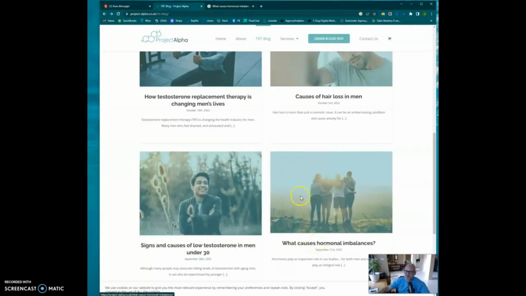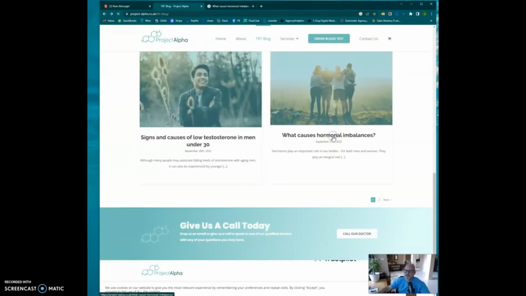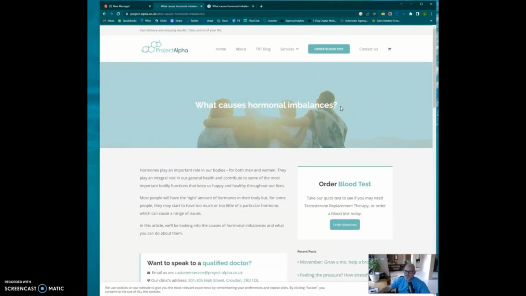Now here's where I pulled this from. This is a testosterone replacement therapy blog. I have several clients in this space, so I naturally keep up on this kind of stuff. But you can see what they did here. Success leaves clues, so it helps to study what other people are doing. This is your main tag. This is your H1 header tag, your main tag. So this poses the question, what causes hormonal imbalance?